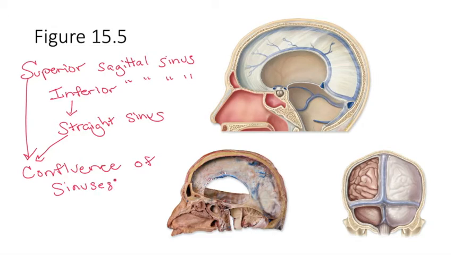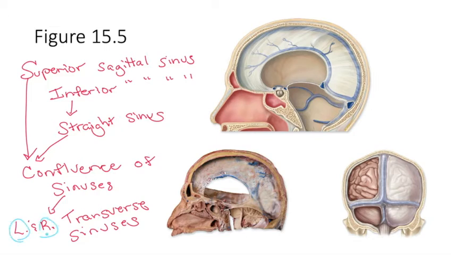Then from the confluence of sinuses, it goes to the left and right transverse sinuses. And I will pause for just a second here and point out that L period, R period are standard for left and right. There are going to be times in this class when you're going forward that you're going to have to indicate right and left. And that is totally fine if you just put L period or R period.